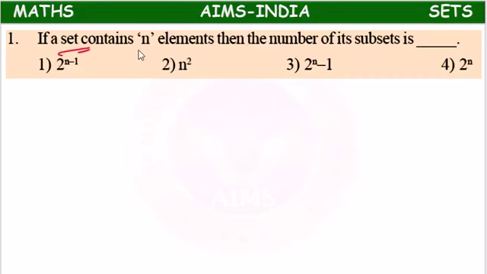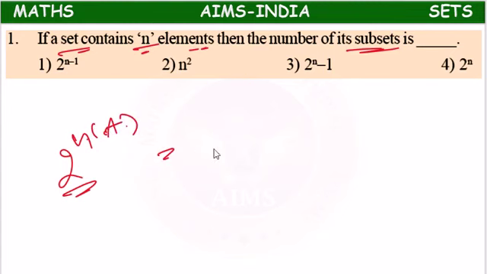If a set contains n elements, then the number of subsets. The formula for the number of subsets is 2 power n of A, where n of A is the number of elements in A. They have given n elements, so 2 power n. So D option, 2 power n is the correct answer.